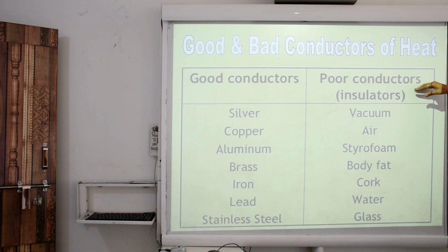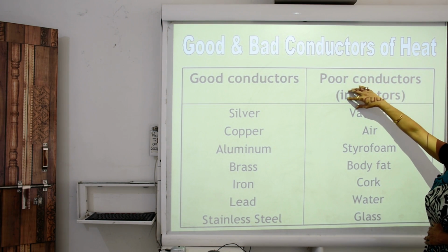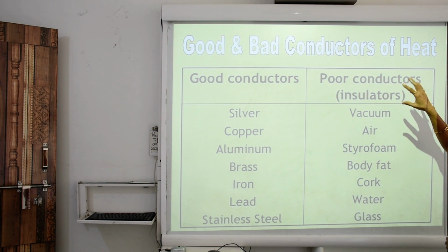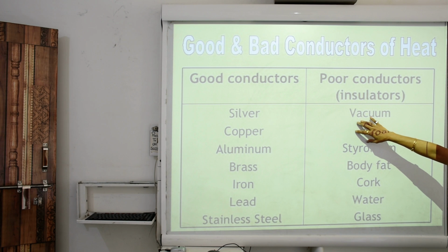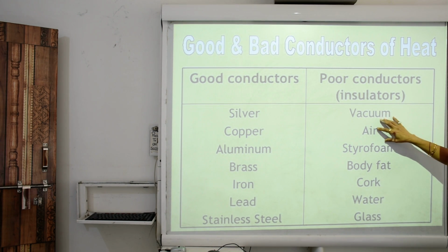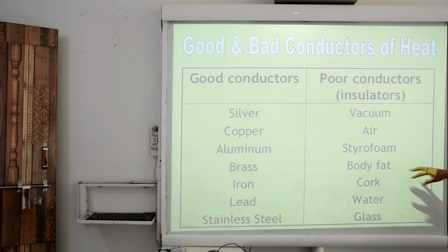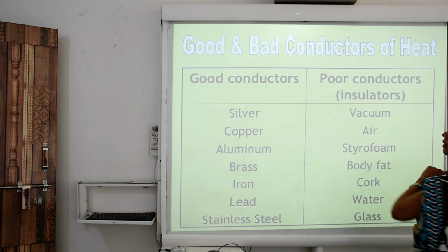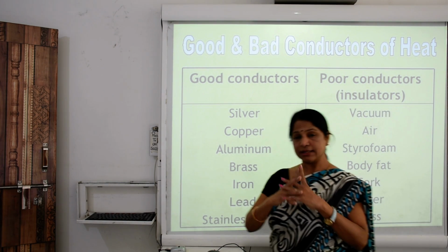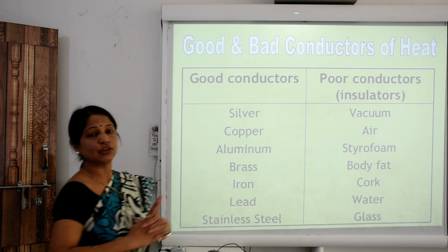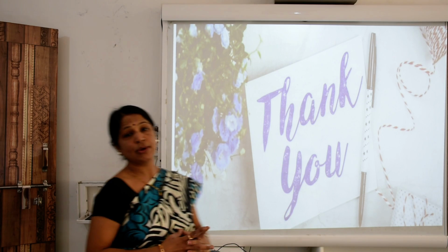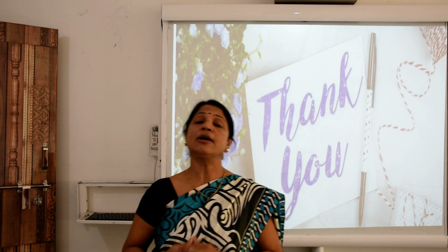But poor conductors mean insulators. Once we pass any type of electric current through them, nothing passes. Examples are vacuum, air, styrofoam, body fat, cork, water and glass. These are examples of poor conductors. So we have seen the definition of good conductors and bad conductors, and examples of good conductors and bad conductors.